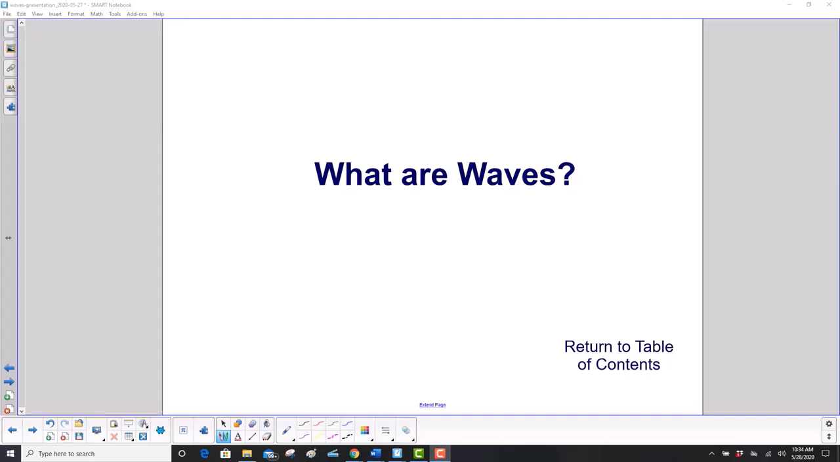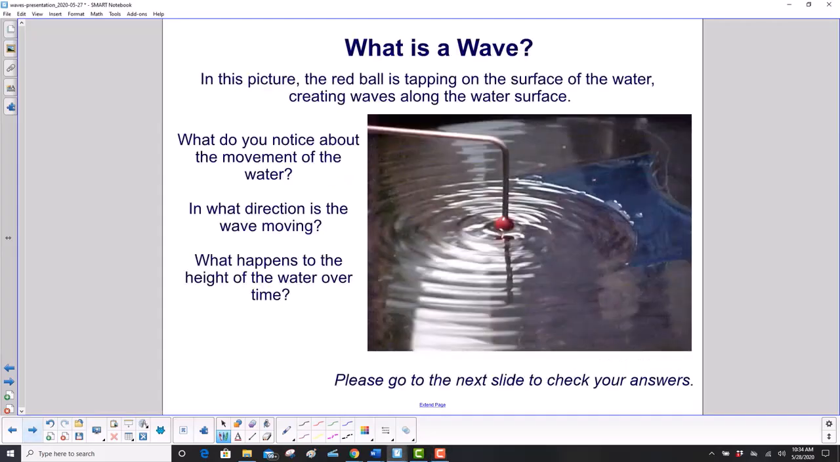What are waves? Before we answer that question, let's ask a few more. We have a red ball right over here tapping on the surface of the water, and you have this little mechanism here that's moving it up and down. It creates waves along the water surface.